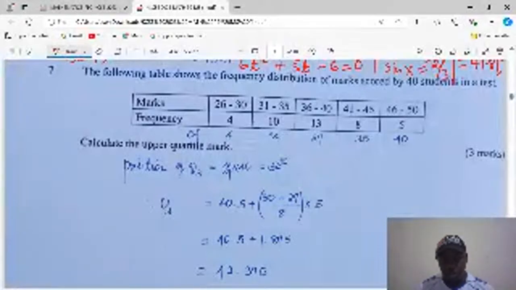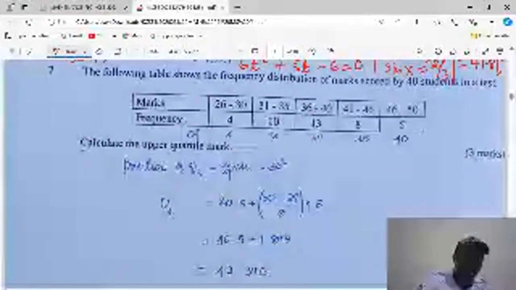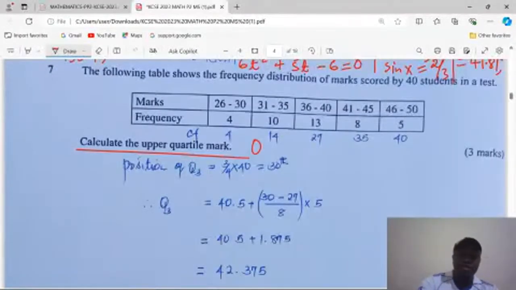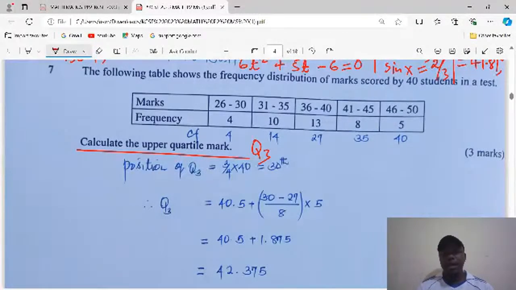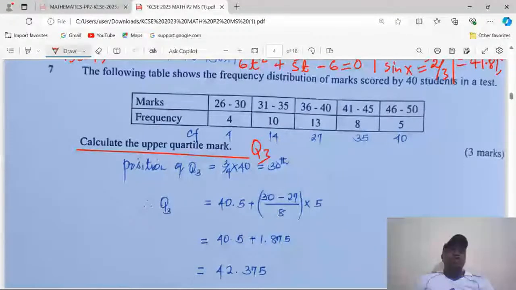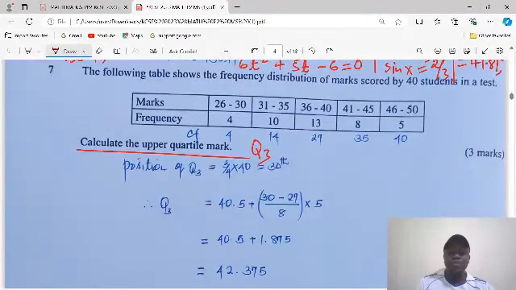It's good for you to know that the upper quartile is also called the Q3 of a given set of data. Now, the median divides data into 2. After data has been split into 2 by the median, the upper part can also be divided into 2. In other words, it's talking about the median for the upper set of data. That is what we call Q3, the upper quartile.